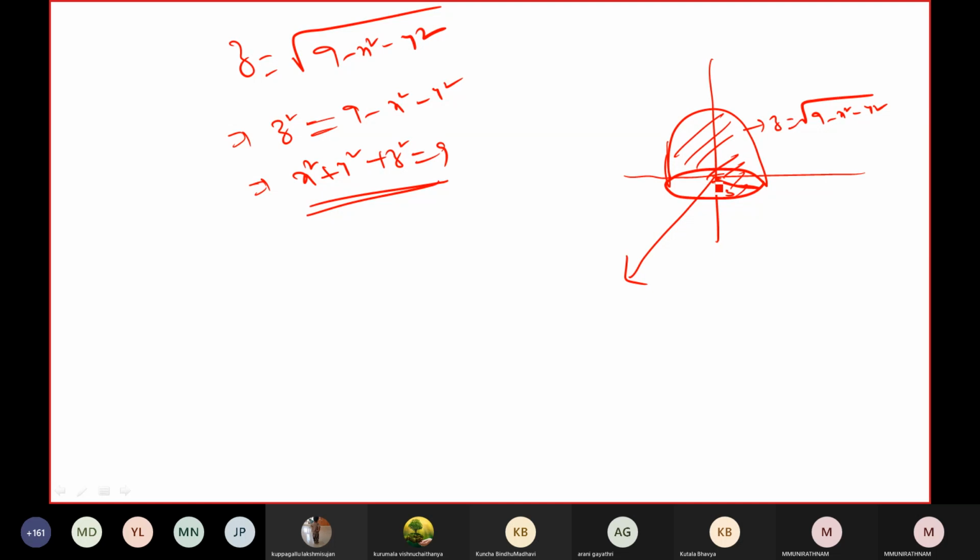Okay, now. So likewise, you should be aware of some graphs. It's not easy, but practice some graphs as we go on.